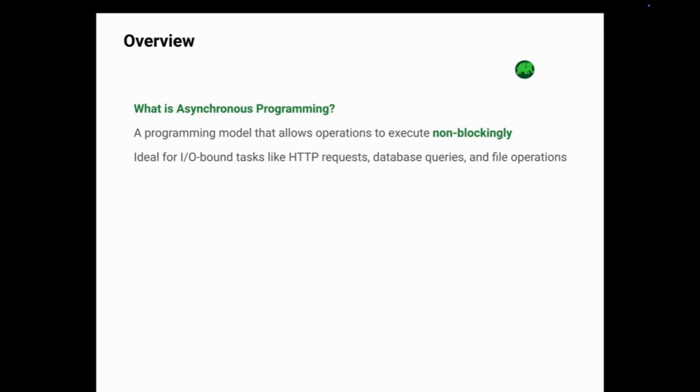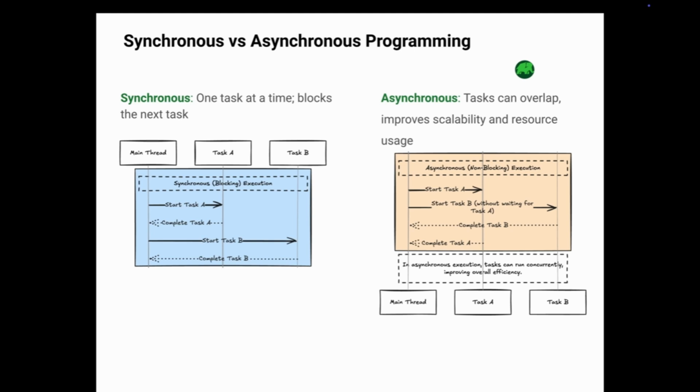These operations spend a lot of time waiting around, for example, waiting for data from a server or reading from a disk. Async programming lets your code do other things during the wait time. Let's compare the two to see why async is so awesome.